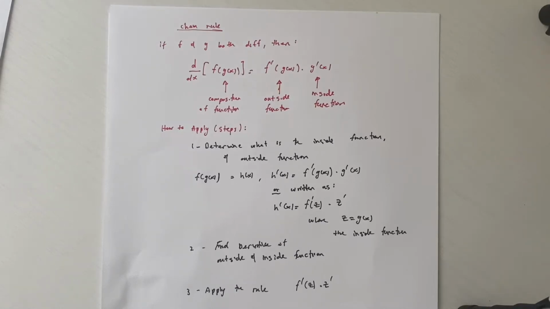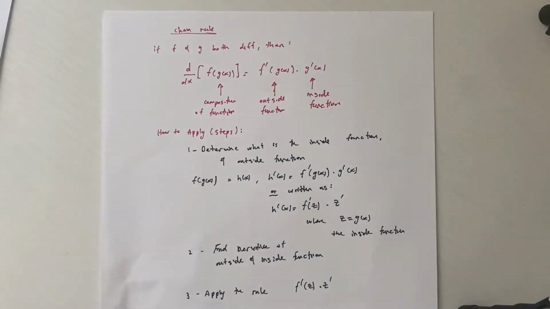What is the chain rule? A chain rule, we apply this rule when we want to take a derivative of a composite function. A composite function is just a function inside of a function. That is a composite function.